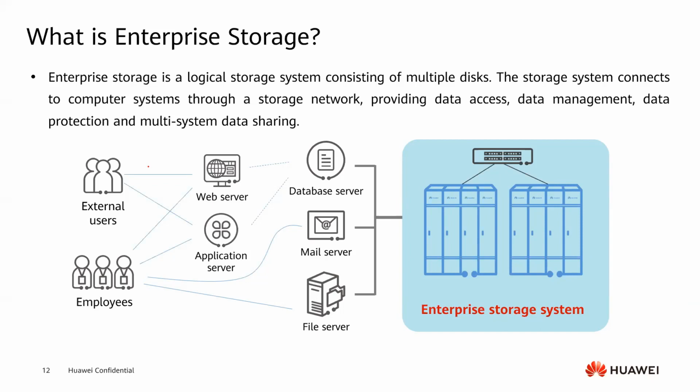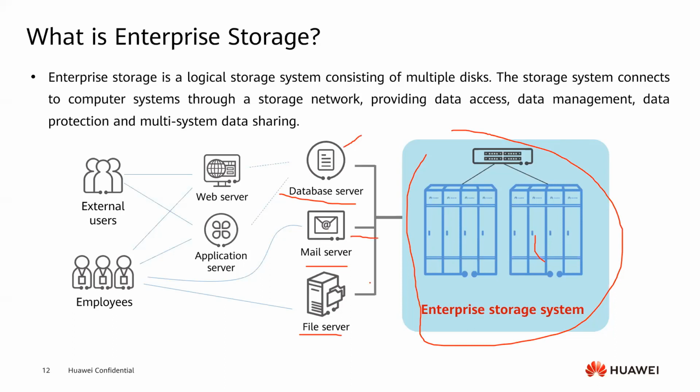For example, this is the IT infrastructure of an enterprise. Then we will have an enterprise storage system. Here it is an enterprise storage system, and we have some services like file server, mail server, and database server. The data are stored in the storage system, and the external users and employees can use the web server, the application server, the file server, or so on. And the data are stored in the enterprise storage system. This is the typical IT infrastructure of an enterprise network, as well as the enterprise storage.